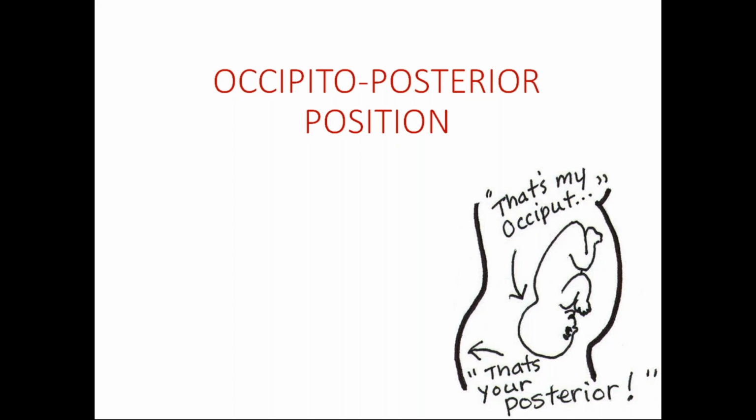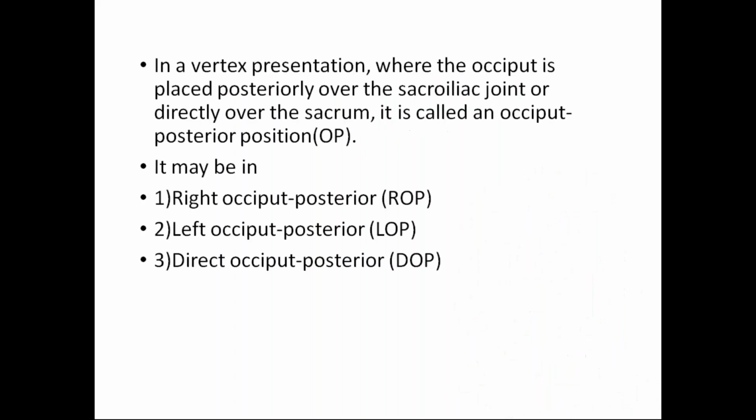So today we'll discuss occiput posterior position. You know what is the position? So what is the occiput posterior position? That is, in cephalic presentation, when the occiput occupies the posterior part of the bony pelvis towards the sacrum.